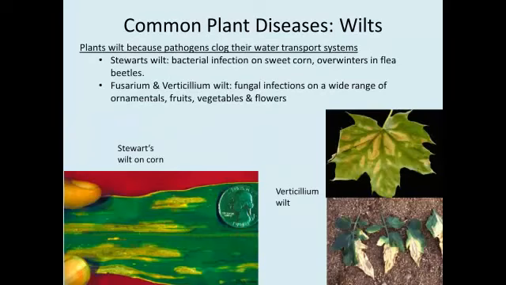Wilts are another common disease, very often fungal. They are named because the plant actually wilts. It wilts because the disease pathogen has gotten into the xylem, the transportation pathway of the plants, and causes the tissue that is outboard of the blockage to die because it's no longer being supported by the root system.